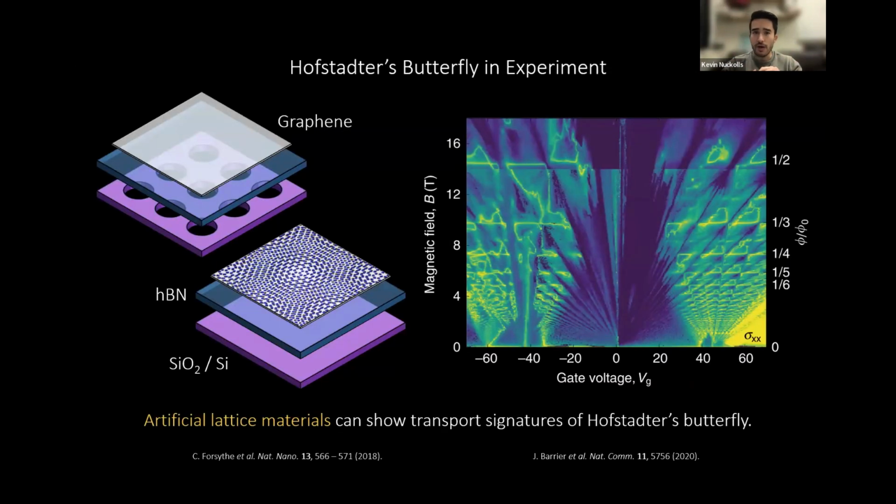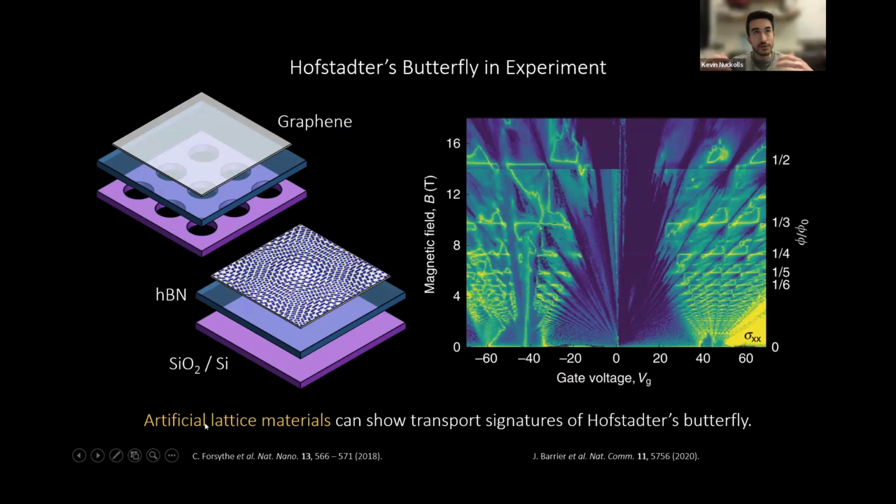Today, we have a lot of evidence for Hofstadter's butterfly in real materials. This evidence comes from magnetotransport experiments and compressibility or thermodynamic experiments. These are all experimental probes that are sensitive to the Fermi level state of a material as it changes as a function of, say, magnetic field or carrier density. So these experiments really cleverly leverage the design of artificial lattice materials that are designed through either lithographic patterning techniques or moiré band structure engineering.